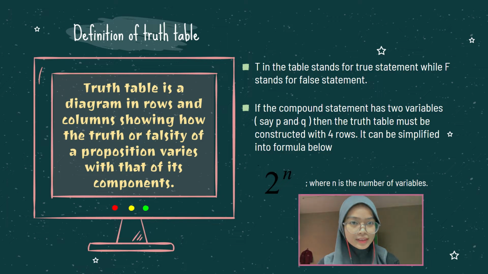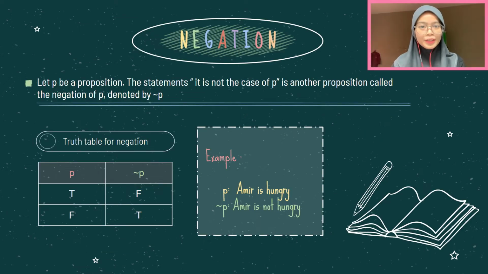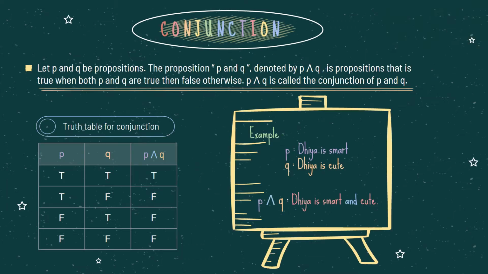number of variables. Negation. Let P be a proposition. The statement "it is not the case of P" is another proposition called the negation of P, denoted by ¬P. Truth table for negation: when P is true, then the negation of P is false. We just inverse the truth value of P. If P is false, then negation P is true. Example in the form of an English statement: P, Amir is hungry. Negation P, Amir is not hungry.